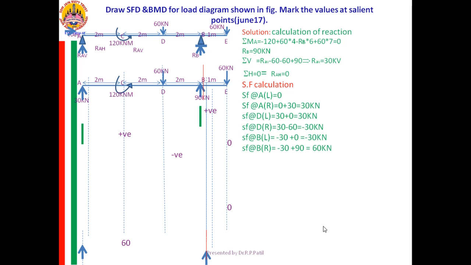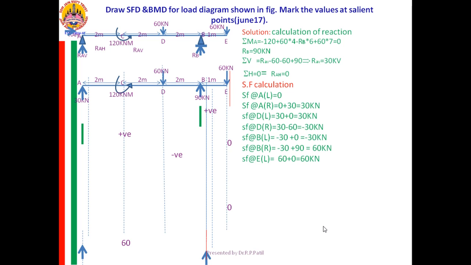Is it okay? Now, SF at E left. From B right to E left, is there any force? No. Therefore, to the 60, you need to add 0. SF at E left is equal to 60 plus 0 equal to 60. Last, you need to leave the beam.